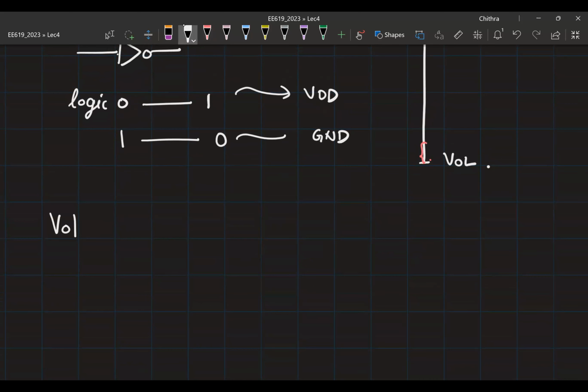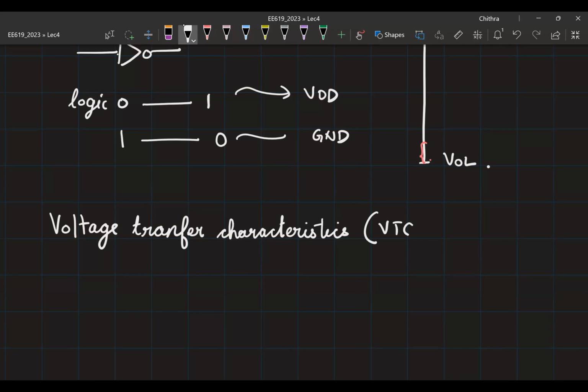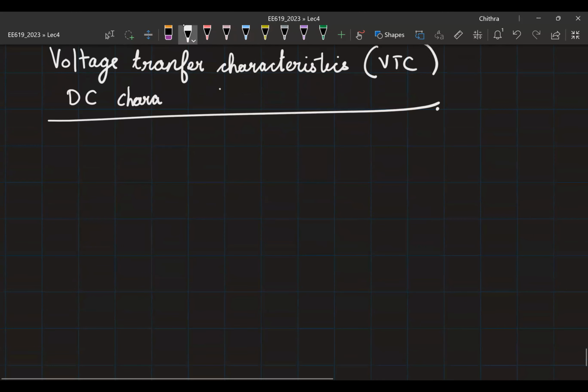How do we obtain this? This is also called the DC characteristics. Given an inverter, how will you find this? So I give you an inverter. It is a black box for you. You don't know what is inside. You don't know what circuit has been used to build this. But if I give you an inverter like this, how do I find the voltage transfer characteristics?